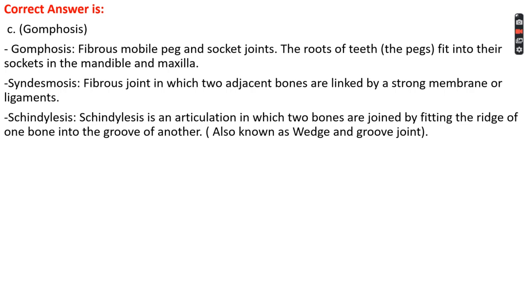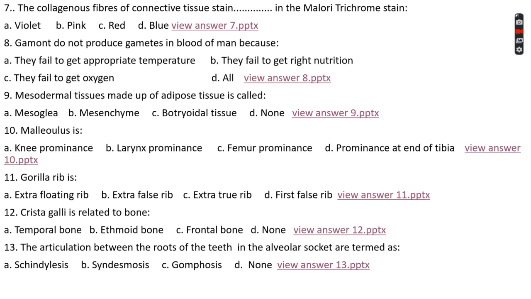Okay, syndesmosis is a fibrous joint in which two adjacent bones are linked by a strong membrane or ligament. Syndialysis is an articulation in which two bones are joined by fitting the ridge of one bone into the groove of another bone. It is also known as a wedge or groove joint.